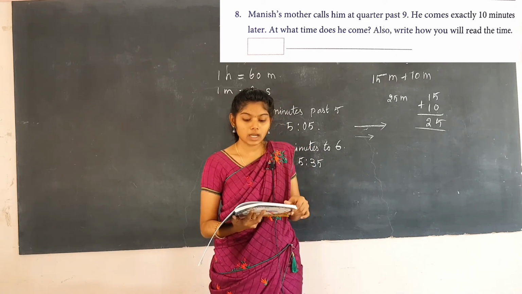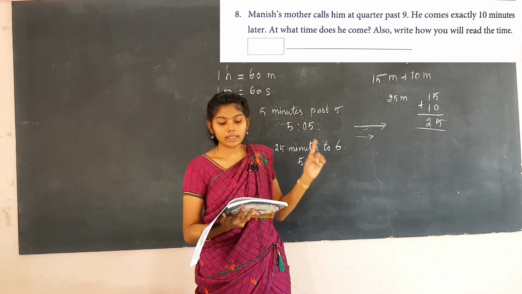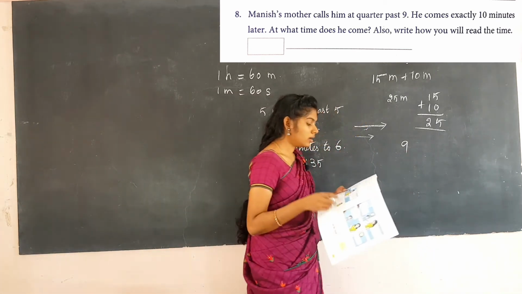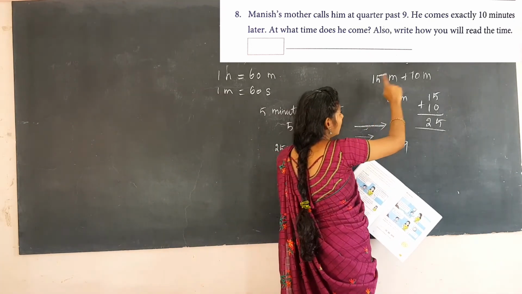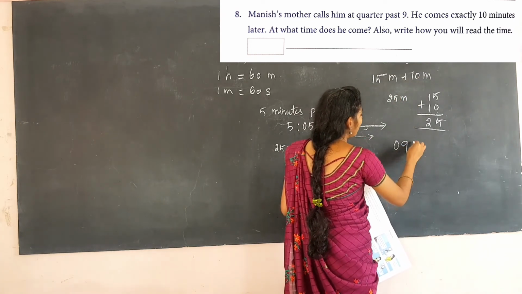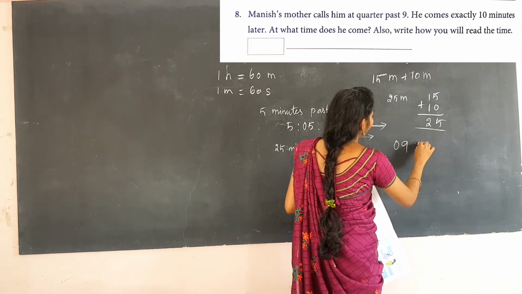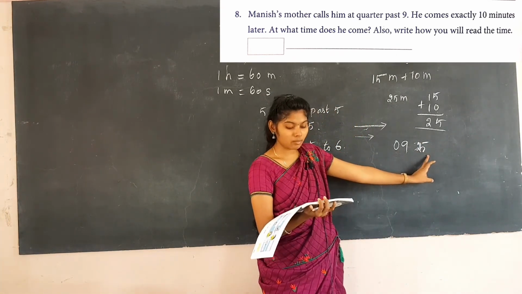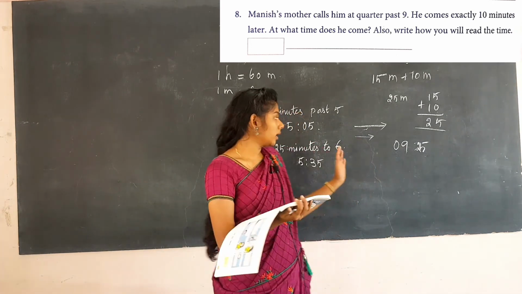At what time does he come? We are going to find that. The first option is given as 9:15. Past means it's 9, and he comes exactly 10 minutes later. A quarter means 15, and 10 minutes later means 15 plus 10 is 25. So it is 9 hours and 25 minutes. This is the time, 9:25, and how will you read that?